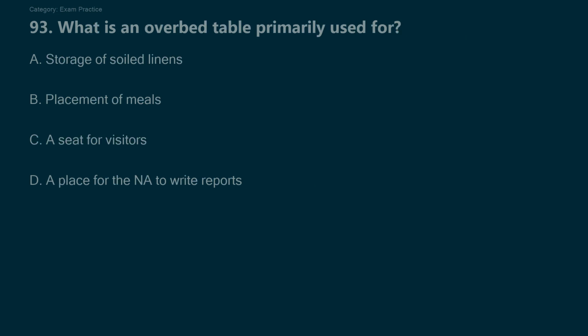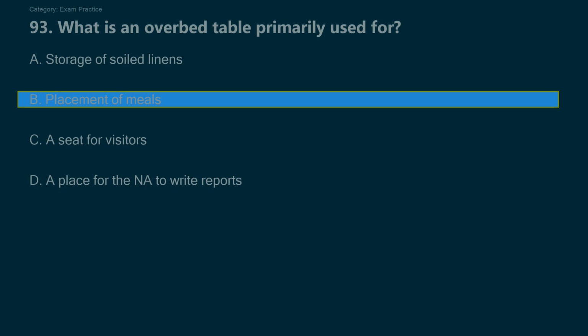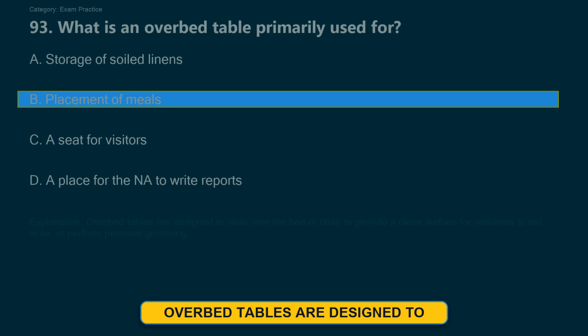Question 93. What is an overbed table primarily used for? Option A, storage of soiled linens. Option B, placement of meals. Option C, a seat for visitors. Option D, a place for the NA to write reports. The correct answer is option B, placement of meals.